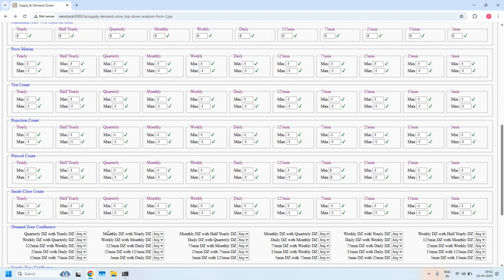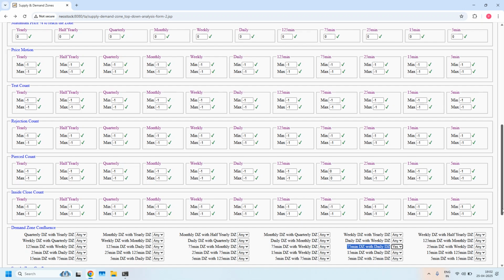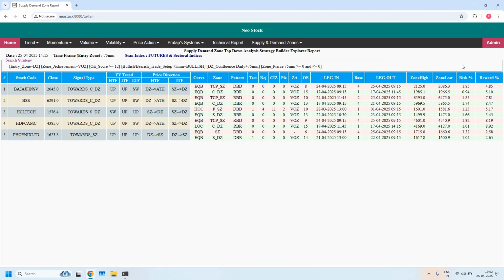So in the demand zone confluence, I am selecting the filter 75 minutes demand zone confluence with daily demand zone. By enabling the filter and applying on the 7 stocks, we got 5 stocks. So in these 5 stocks, these 75 minutes demand zones are overlapped with daily demand zone in all the 5 stocks. And also the daily trend is uptrend in all the stocks.